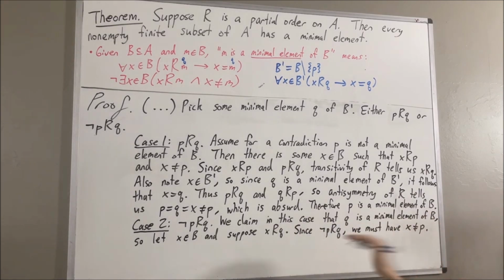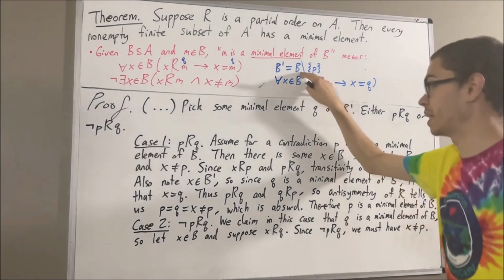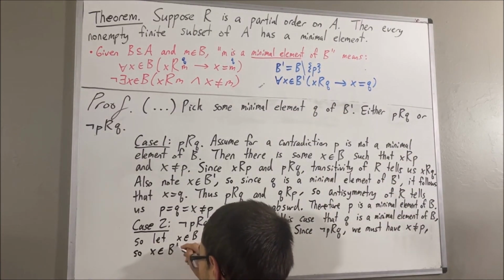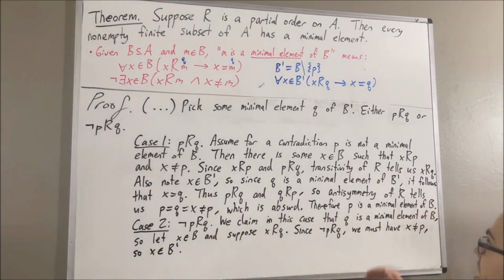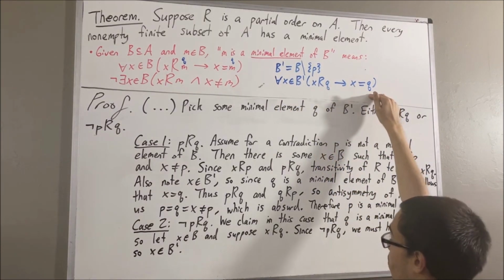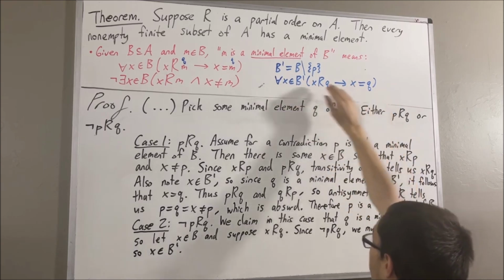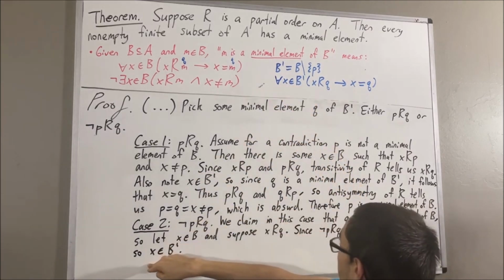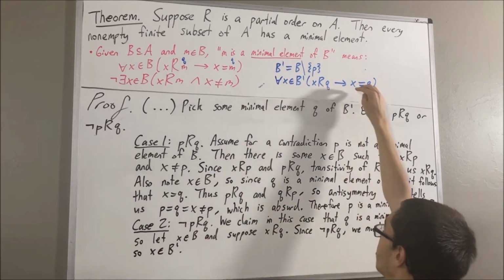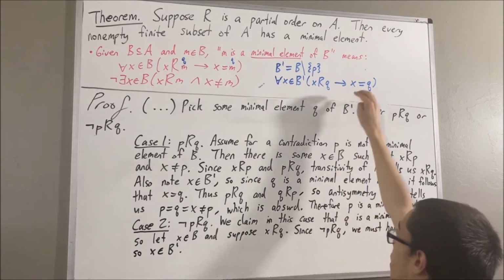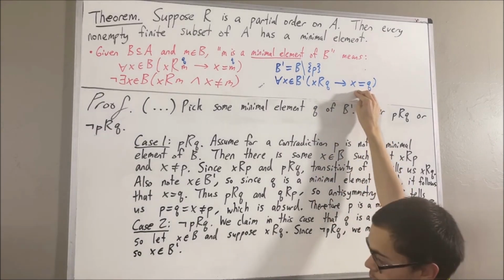And so, since x is an element of B, but not equal to P, this tells us that x is an element of B set minus P, and therefore x is an element of B prime. And now, we can use the fact that Q is a minimal element of B prime, which means we know that this statement is true. And this statement works for every element in B prime, so it must work, in particular, for x. So taking x to be the x we have in our proof, it follows that if this is true, then this is true. Well, we know that this is true. That's what we have here. Therefore, this must be true. So x must be equal to Q.